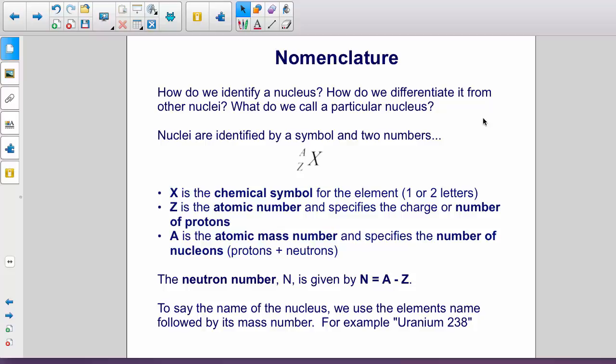There's also a neutron number, N, which is given by A minus Z, but it's not part of our nomenclature. When we want to say the name of a nucleus, we use the element's name followed by its mass number. For example, uranium-238.